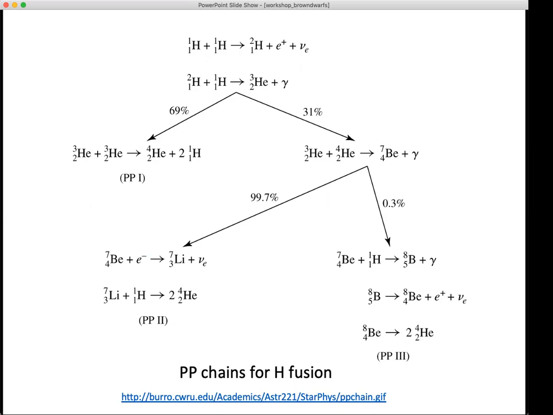Because the amount of mass that you start with is greater than the amount of mass you end up with, some of that mass has to go somewhere, and it goes into energy. And that's the power of the sun. Right? Some of these other side chains are going to be important, as we'll see in just a moment.